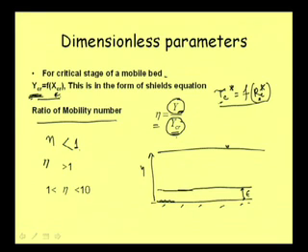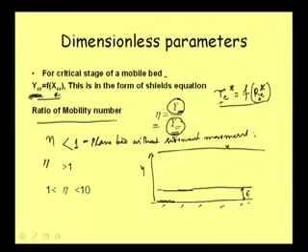Now, when eta, the mobility number, is less than 1, then our particles are not moving. So, we are getting a plane bed without sediment movement, and for that situation all our understanding of rigid boundary channels is valid, because our particles are not moving, it is just behaving like a rigid boundary.